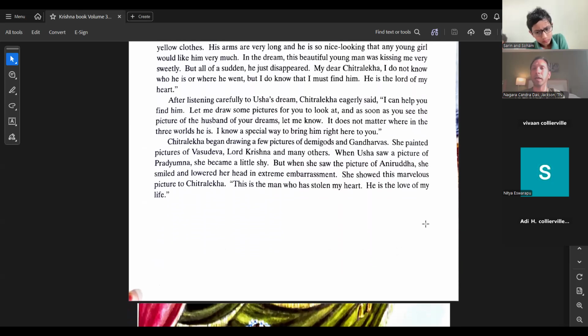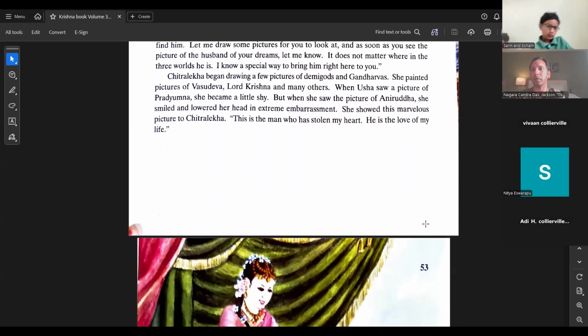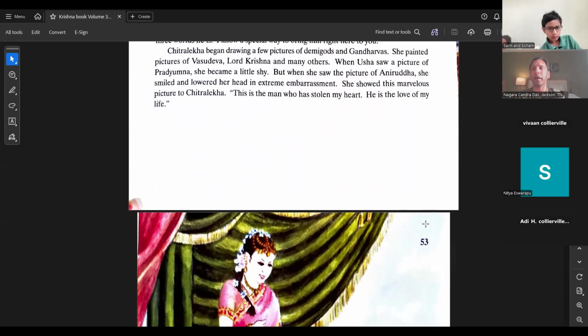is a yogini, and yogini means who has got mystic powers. So she is able to draw people exactly like how they are. And she knows a lot of people. So she thinks, here's the description of what Usha tells her, that what kind of person it was. And she starts drawing different people. She draws few demigods, Gandharvas, and finally she draws Lord Krishna, Pradyumna.